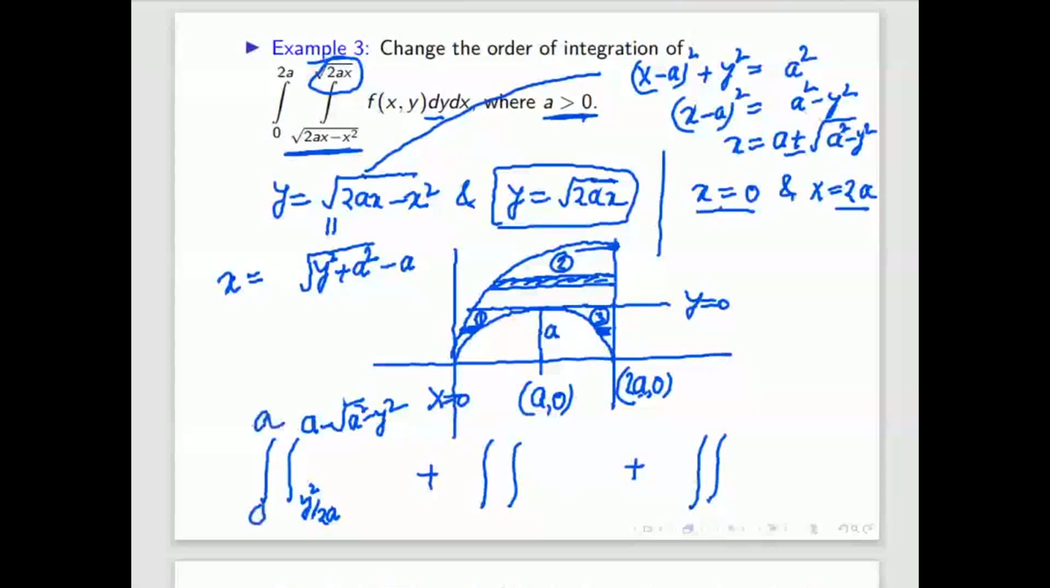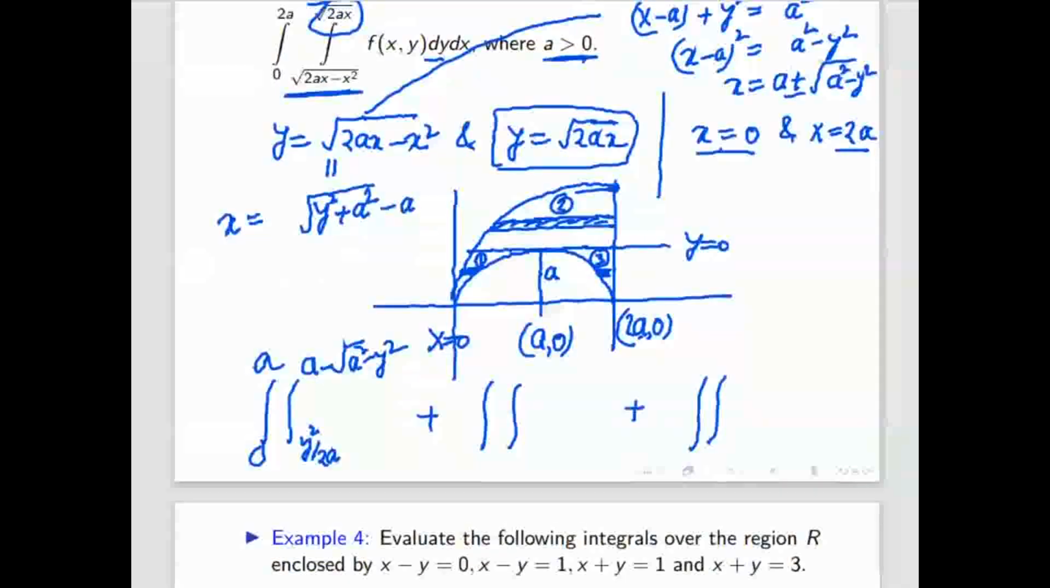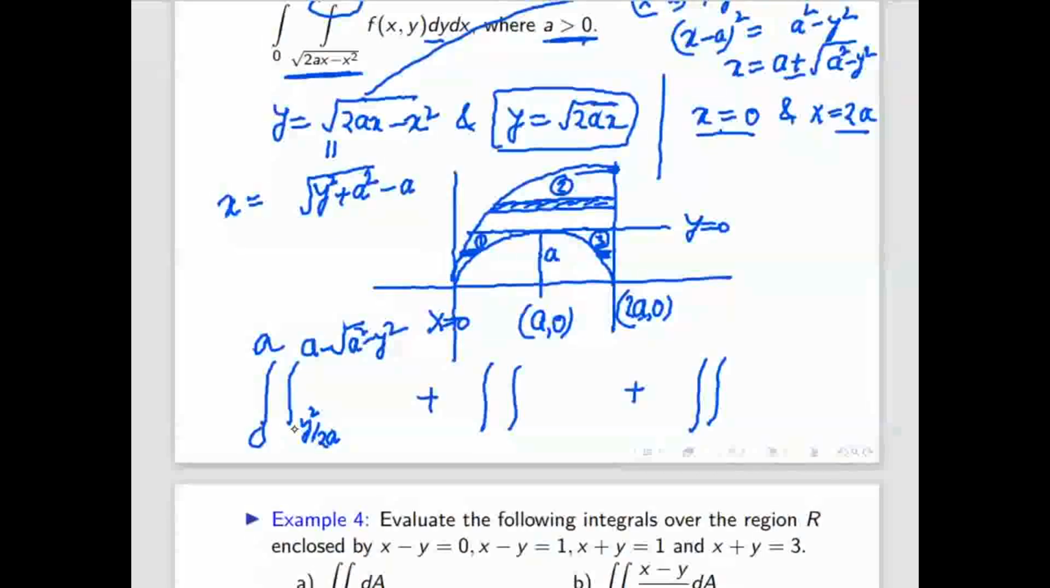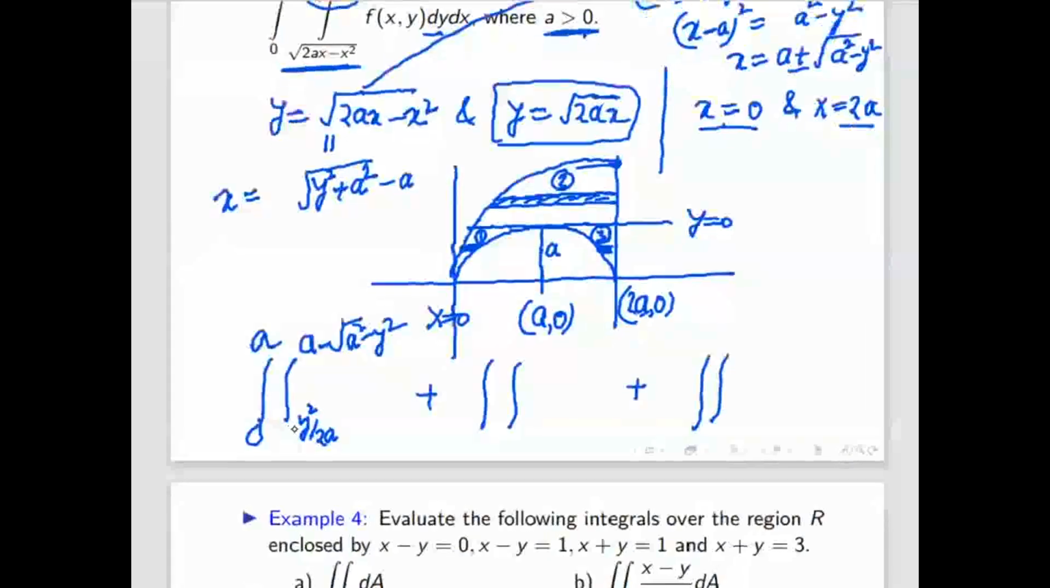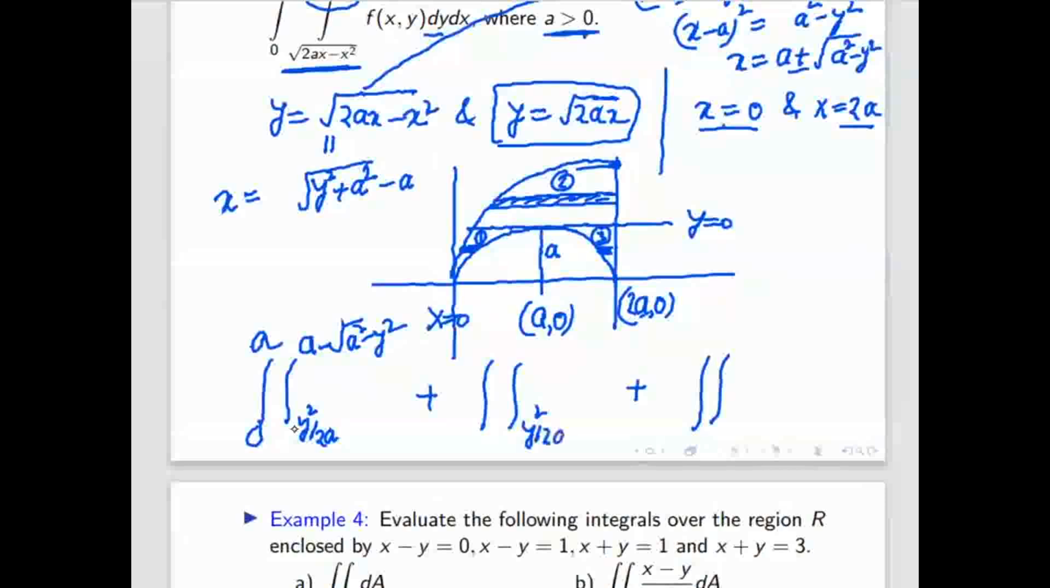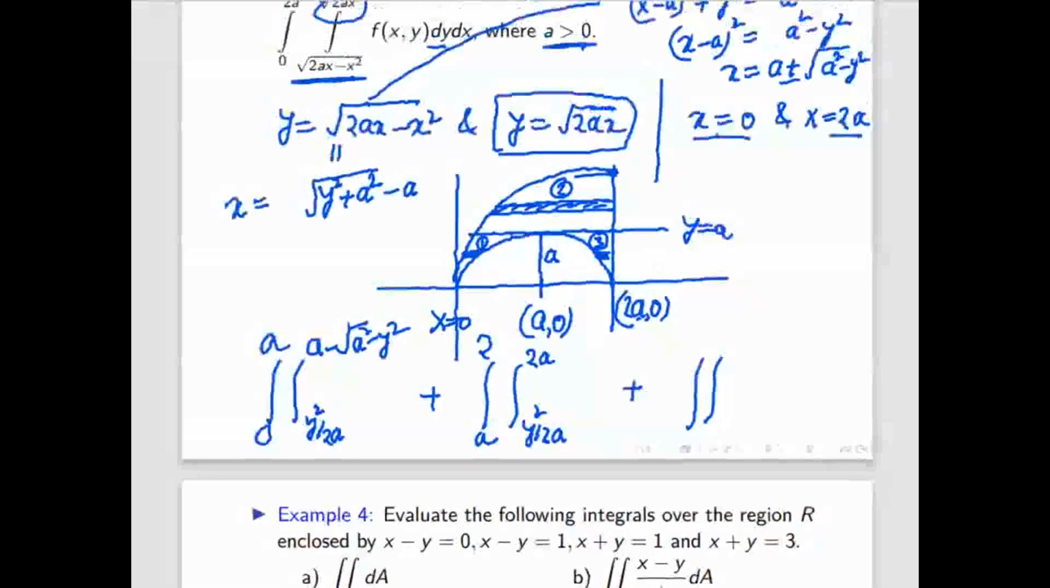So this is done, region 1. Now we'll come to region 2. The horizontal strip will start from the parabola, that means x equal to y square by 2a. It will end at this line, x equal to 2a. Now the limit of y will start from this line, y equal to a, and it will go up to y equal to 2a. This is region 2.